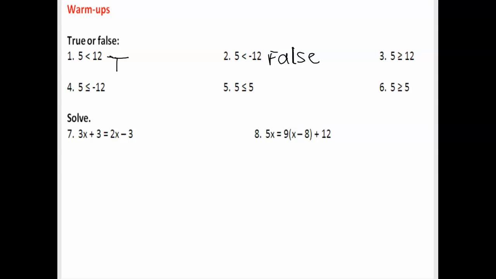Number 3 is 5 greater than or equal to 12. No, so that's false. Number 4, 5 is not less than or equal to negative 12. Number 5, 5 is, however, less than or equal to, because 5 equals 5. And then number 6, it's true regardless of the direction.